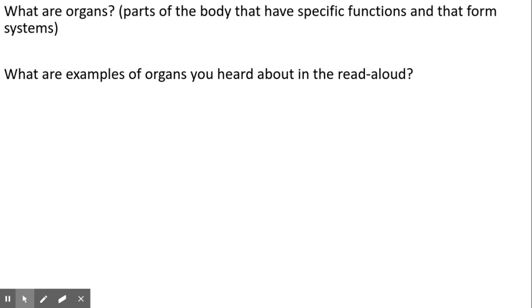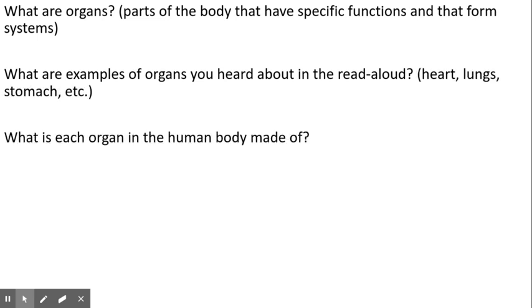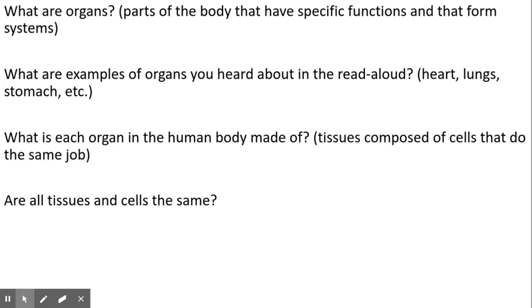What are examples of organs you heard about in the read aloud? So what organs did we talk about? Can you name one? Good. The heart, lungs, stomach. What is each organ in the human body made of? What are they made of? Tissues composed of cells that do the same job. So they're made of tissues made of cells.